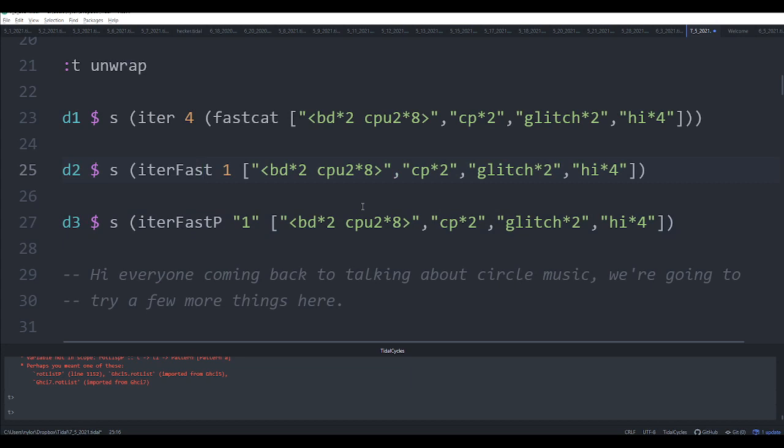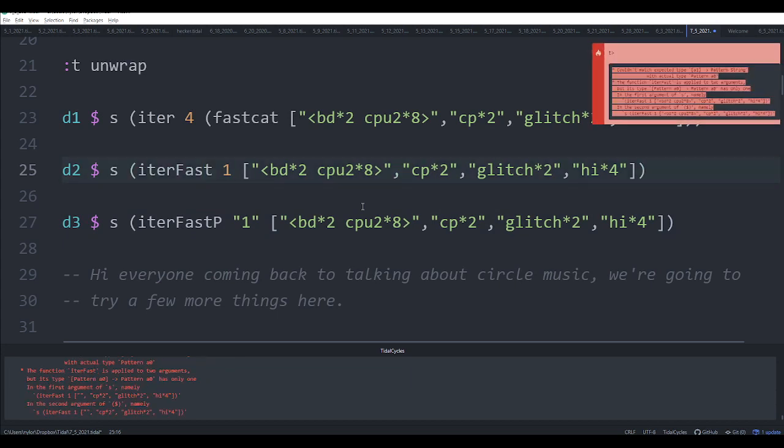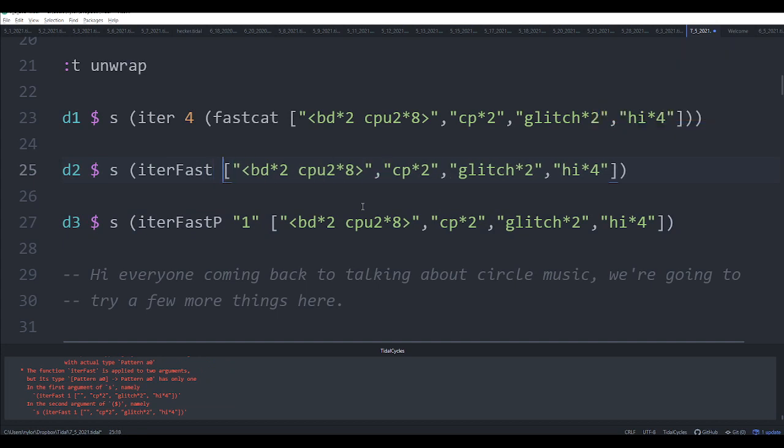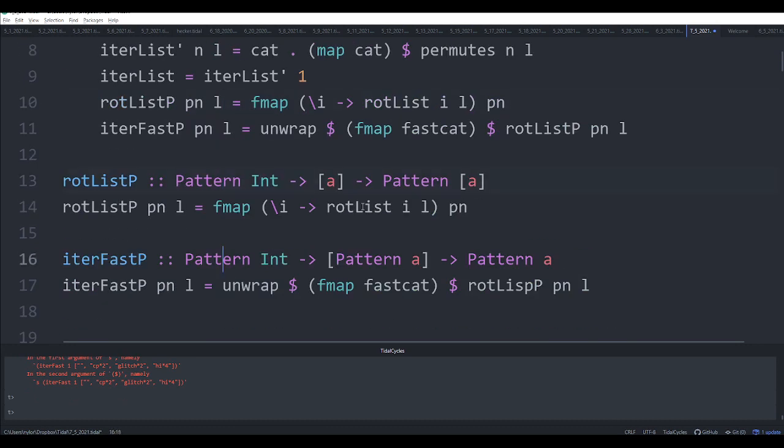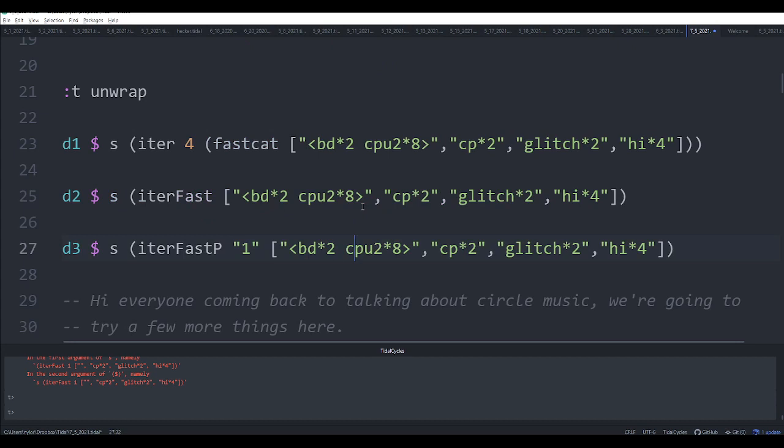Let's see if it matches up with this, because they should be the same. Okay, they're not actually quite lining up. Huh. Like, almost.